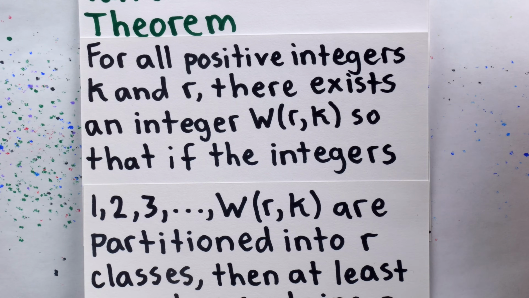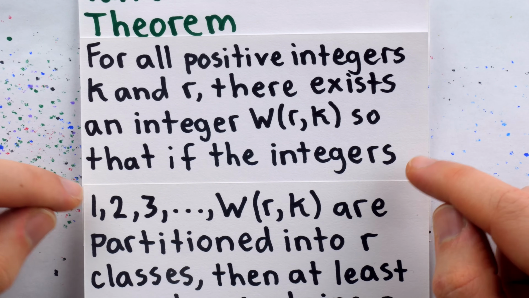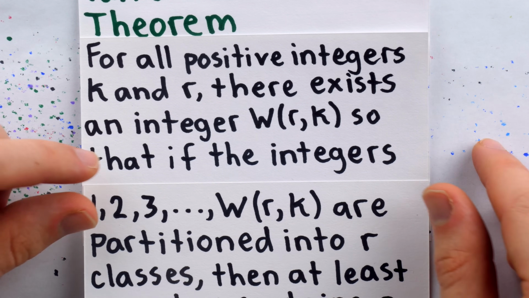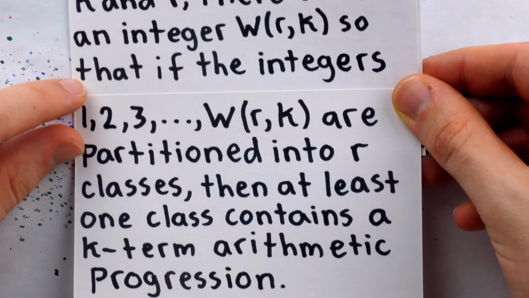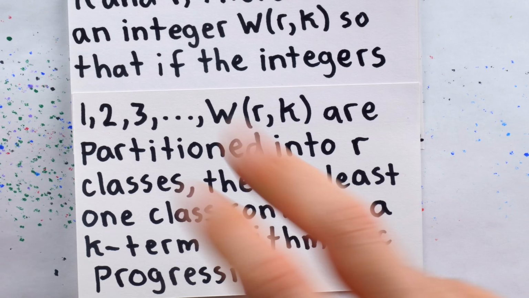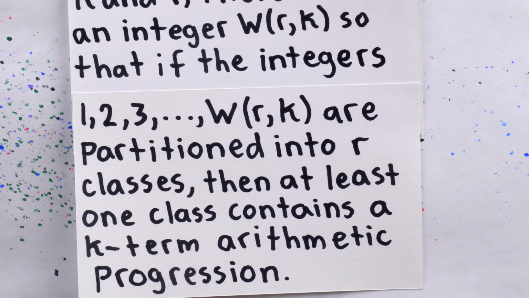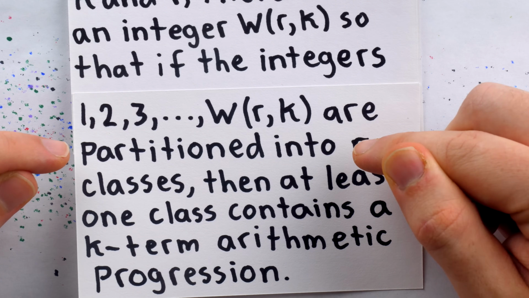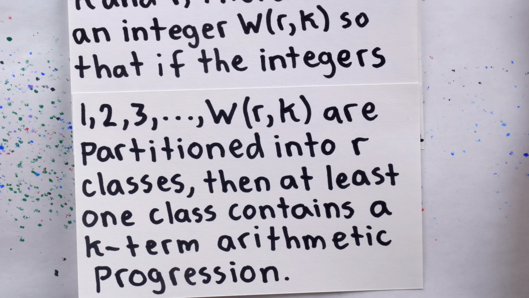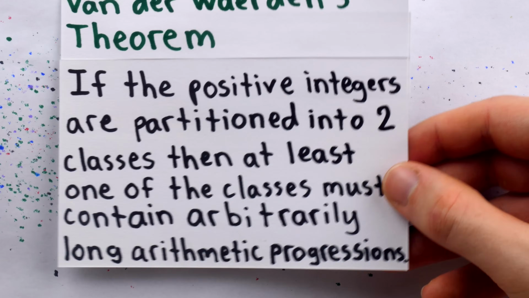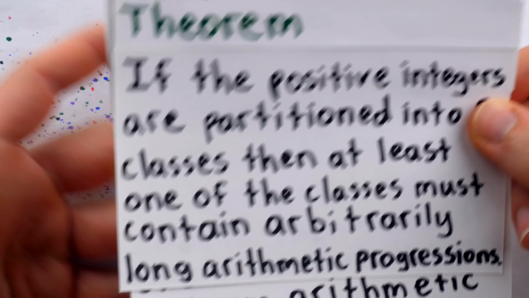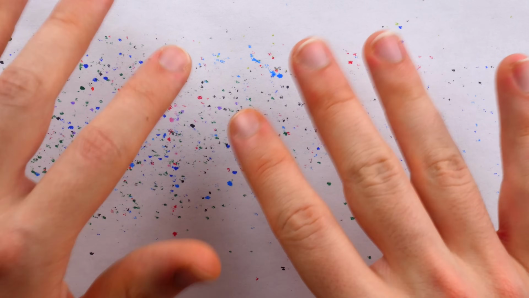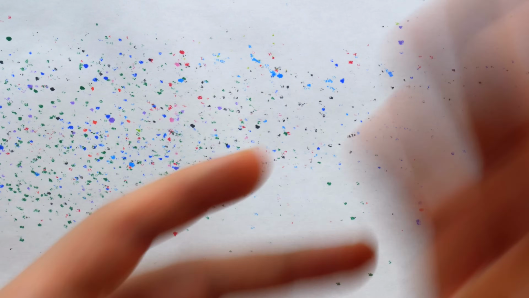For all positive integers k and r, there exists an integer W of r, k, so that if the integers 1 through W of r, k are partitioned into r classes, so this says we can partition into r classes, not just two, then at least one class contains a k-term arithmetic progression. Again, you can just think of the partitioning into r classes as coloring the integers with r colors. So both of these things are true, and I think it is a bit surprising. It's telling us if we color sufficiently many integers, we will be able to force a certain amount of order that just has to exist because of the size of the set and all the coloring that we've done.